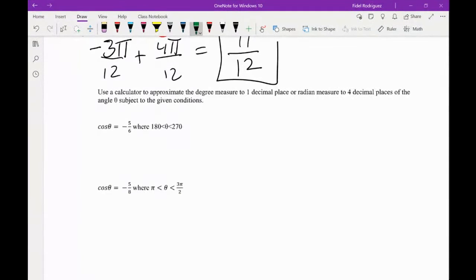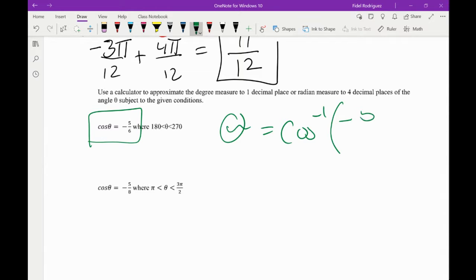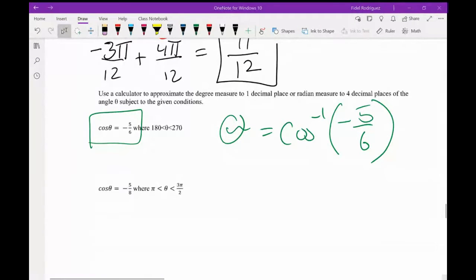The way we're going to find our angle from here, we're going to say theta is equal to the cosine inverse, or the arc cosine, however you want to write it. It's the same thing, of negative 5 over 6. All right, so I got to make sure I'm in degrees. And we are, okay. And now I'm going to say cosine inverse of negative 5 over 6. And to 1 decimal place, 146.4.